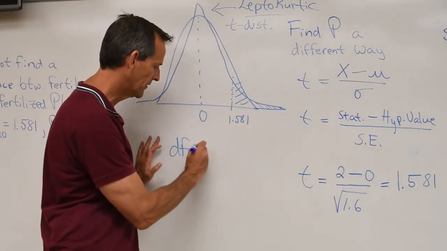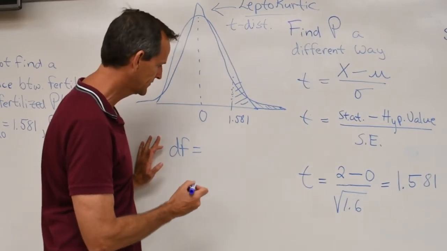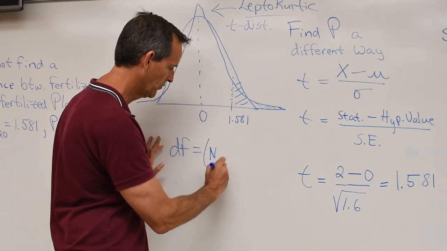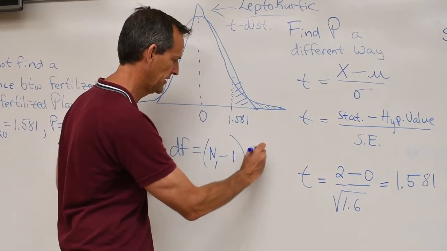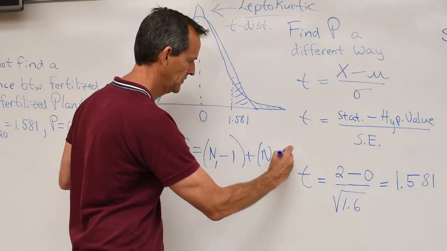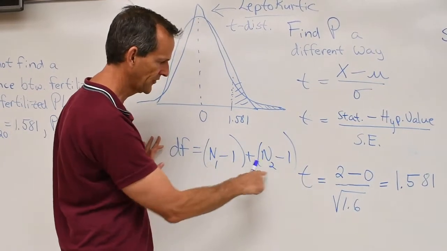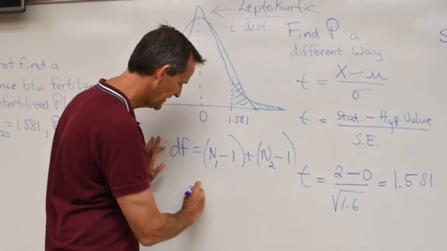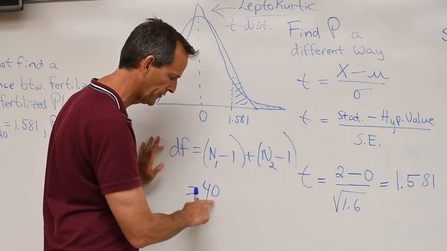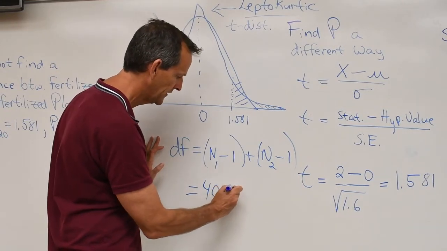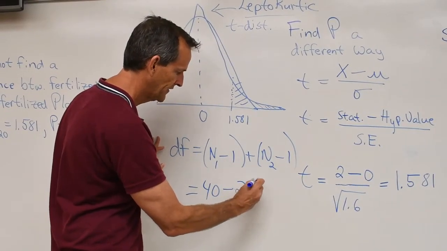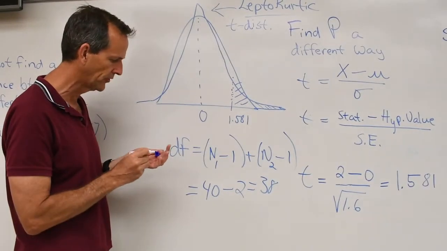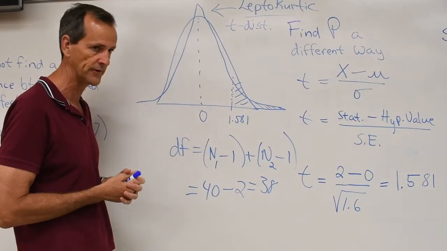So you may remember a formula that looks kind of like this, N1 minus 1 plus N2 minus 1. So these are our 2 groups, you see what I mean? That's one way to do it. So you have basically the 40 plants in this example, you lose 2 degrees of freedom, so that leaves us with 38 degrees of freedom. Okay, so that's a pretty large number of degrees of freedom.